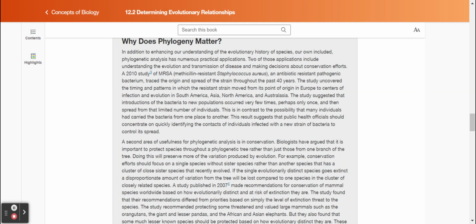The study suggested that introductions of the bacteria to new populations occurred very few times, perhaps only once, and then spread from that limited number of individuals. This is in contrast to the possibility that many individuals had carried the bacteria from one place to another. This result suggests that public health officials should concentrate on quickly identifying the contacts of individuals infected with a new strain of bacteria to control its spread.